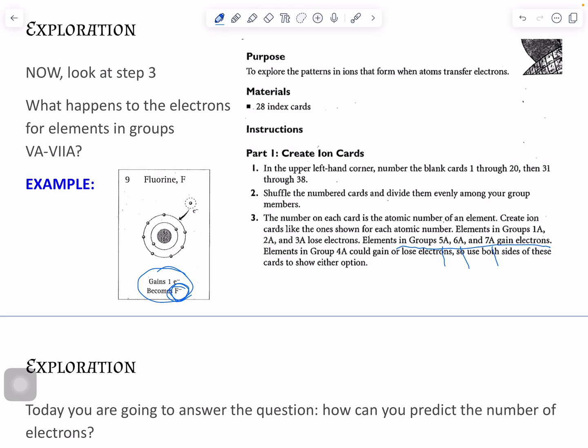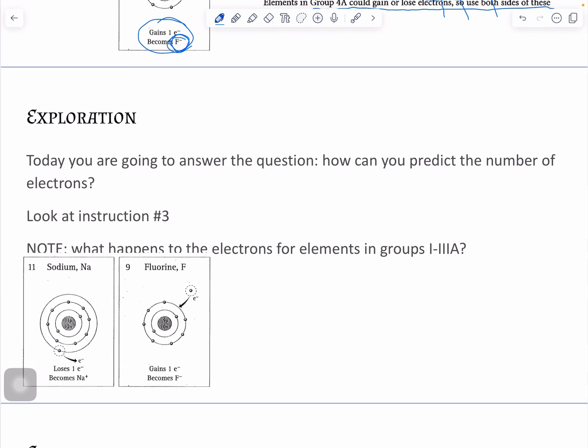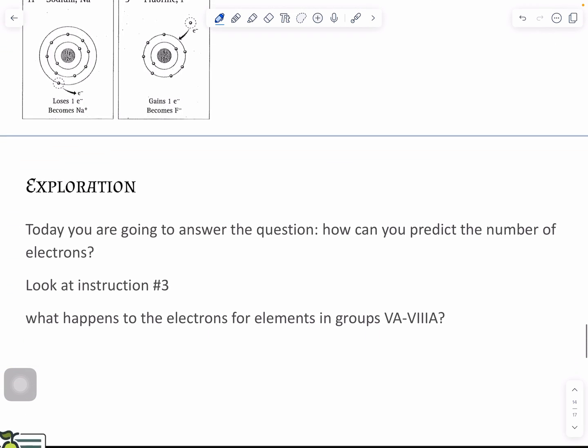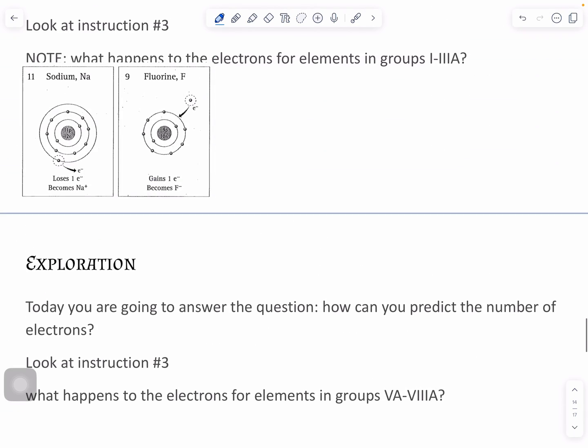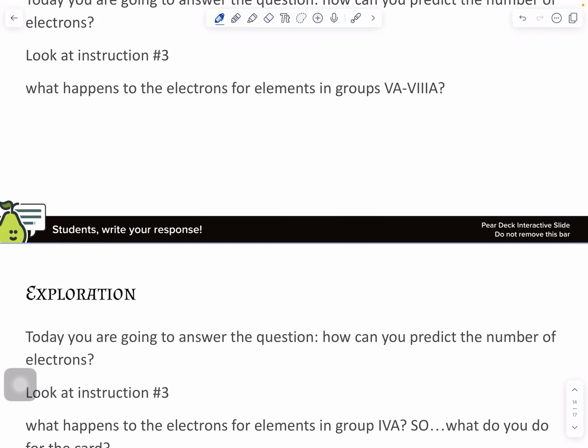Elements in group 4A could gain or lose electrons, so you want to use both cards to show either option, either gaining 4 or losing 4. So we're going to answer the question, how can you predict the number of electrons? Go ahead and do the activity, and then we'll debrief.